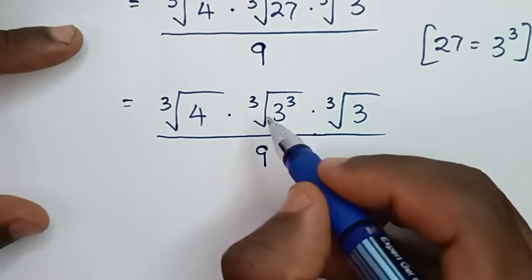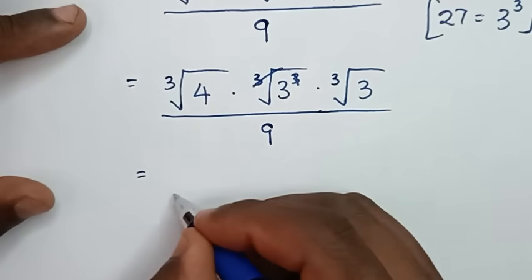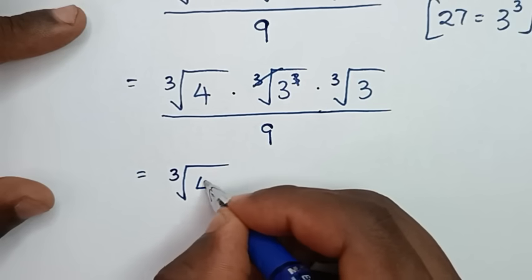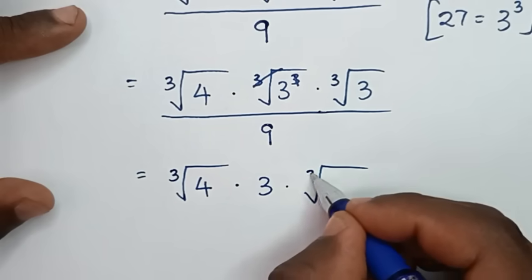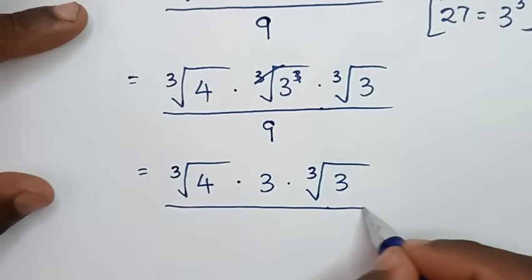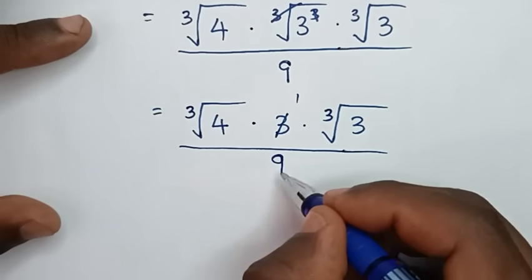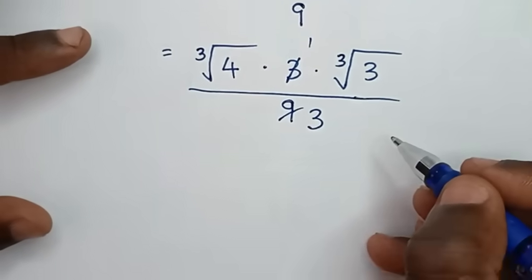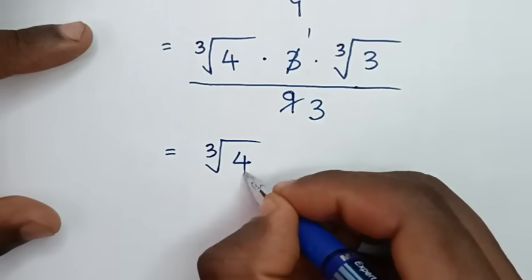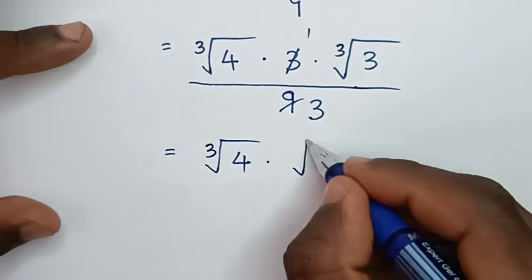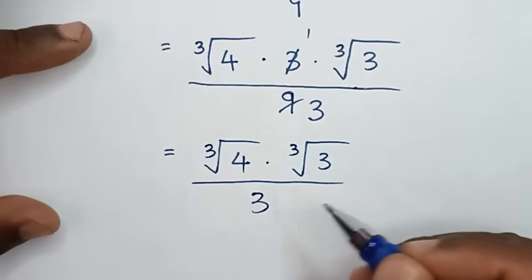Then here, this third root will cancel with power of 3, so it will be equal to the third root of 4 times 3, then times the third root of 3, then over this 9. Now to simplify, this will cancel by 3. So it will be equal to the third root of 4 times the third root of 3, then over this 3.